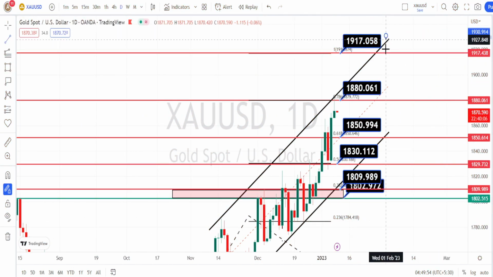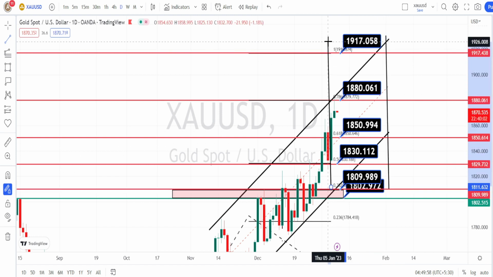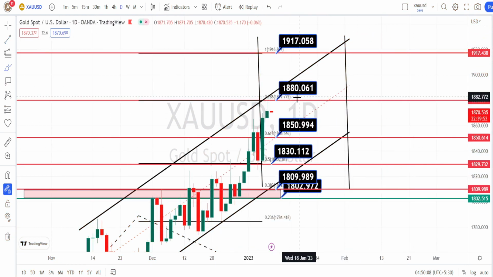So the values within these black color boxes are the resistance and support levels for current price action in daily time frame. Currently the price action is trading between the resistance level of 1880 and support level of 1850. And if the price action breaks the support level of 1850, next levels of support are going to be around 1830, 1809 and 1802. The level between 1809 to 1802 is a support zone.